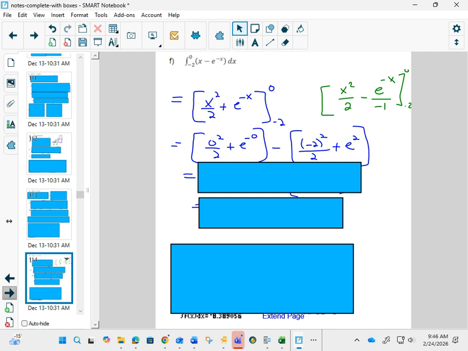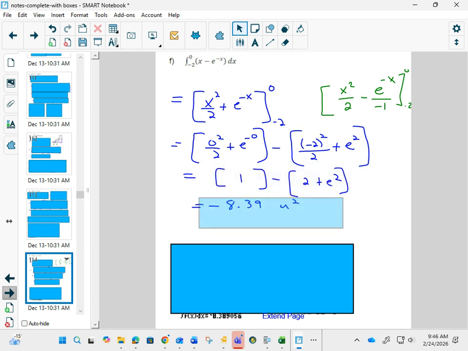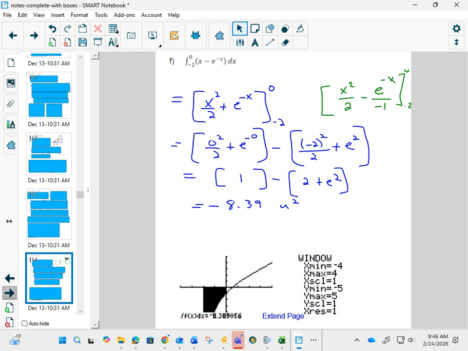Then plug in 0, plug in negative 2. And you could have left this as negative 1 minus e squared. We get an answer of negative 8.39. If we look at this graphically, the entire shaded area is below the x-axis. Every time the area is below the x-axis, that represents a negative change.